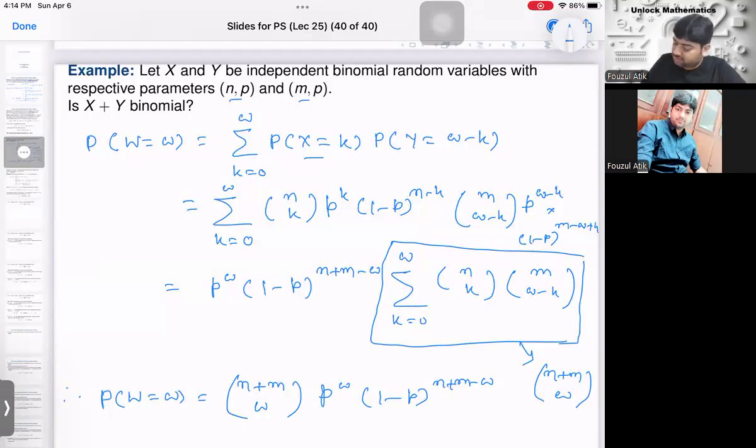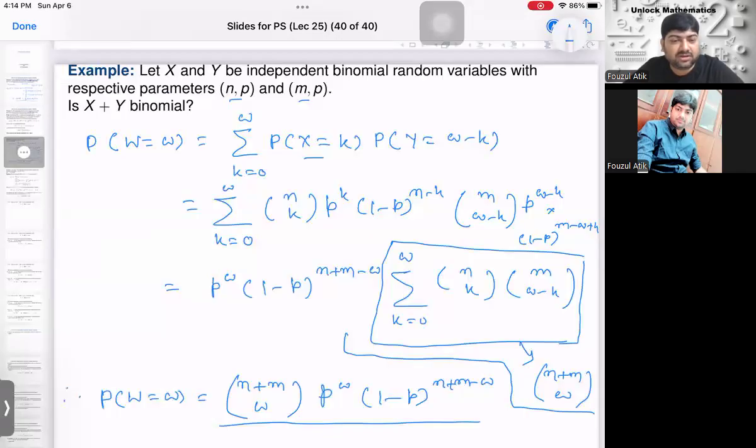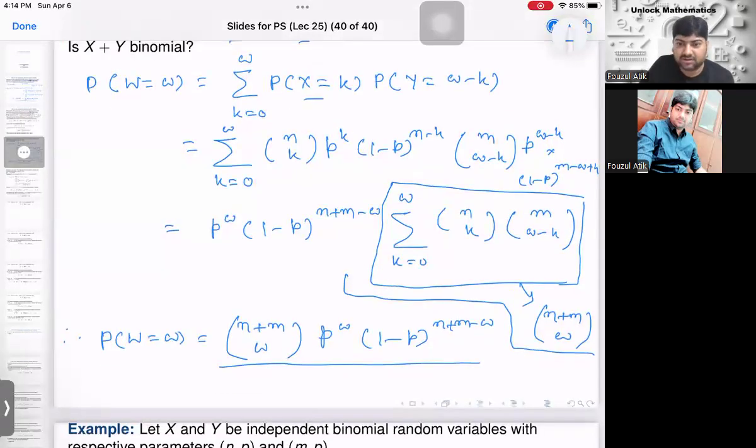Now, can you see that? What is this value? We all know this. It is the probability mass function of a binomial random variable with parameter n plus m comma p, right? So therefore we got that X plus Y is actually a binomial random variable with parameter n plus m comma p.